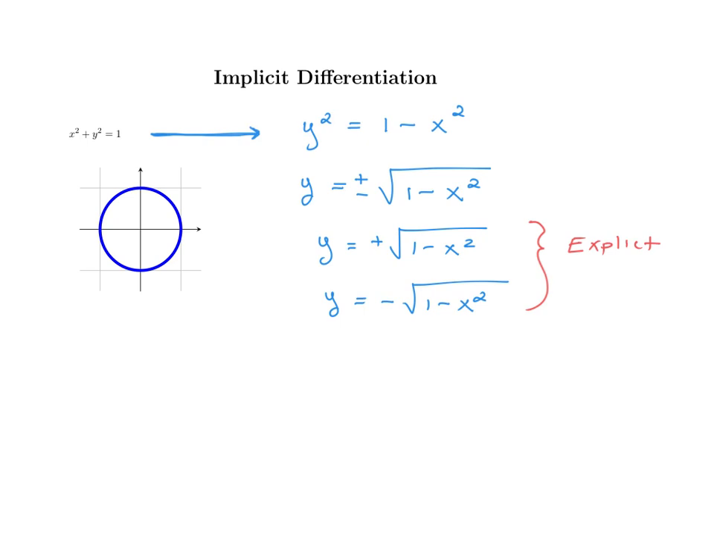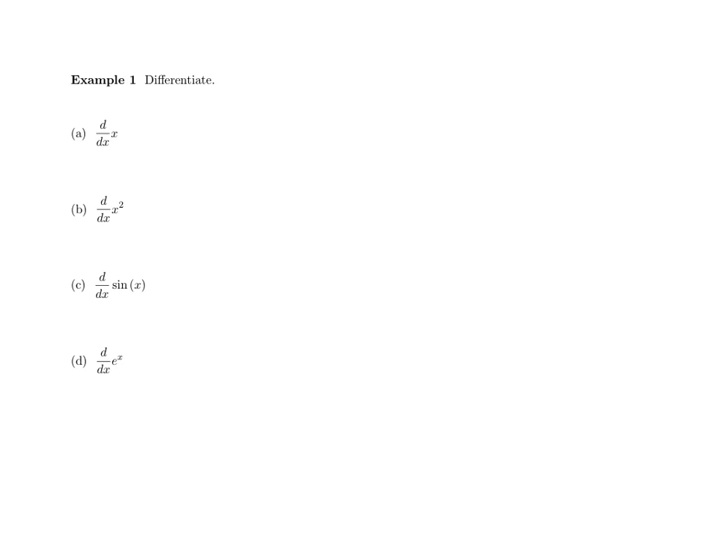I'd like to go over this new method on how to differentiate this equation because it'll be faster than taking the derivative of either of these. To explain how this will work, in example 1, I'm going to differentiate 4 different functions, and each of these should be pretty easy with the rules that we have at this point.